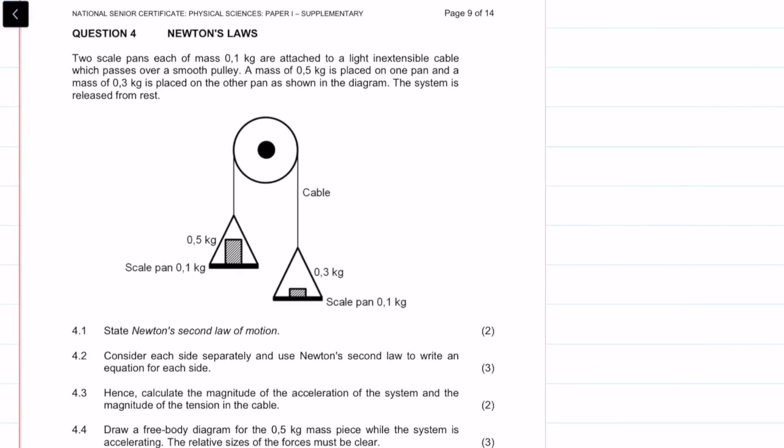Two scale pans, each of mass 0.1 kilograms, are attached to a light cable which passes over a smooth pulley. A mass of 0.5 kilograms is placed in one pan and a mass of 0.3 kilograms is placed on the other, which is shown in the diagram. The system is released from rest. Everything else is given in the diagram as we can see.